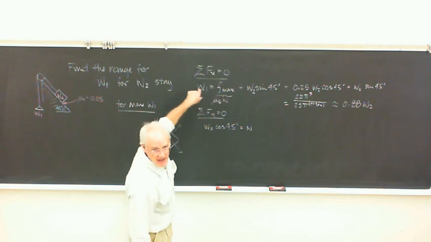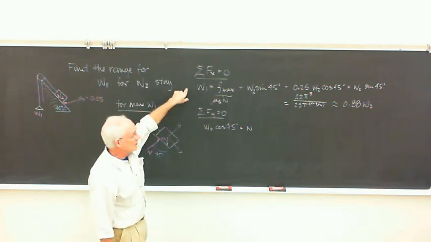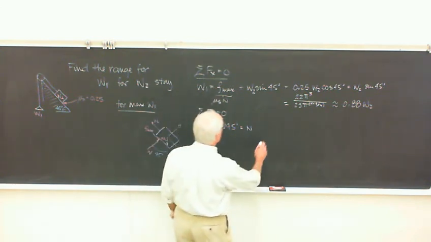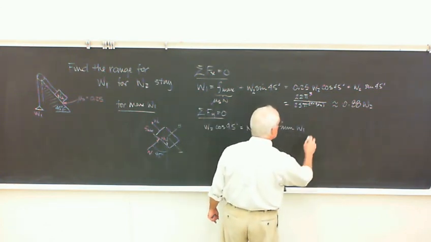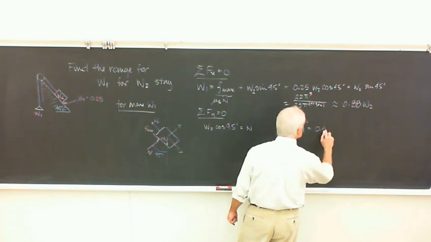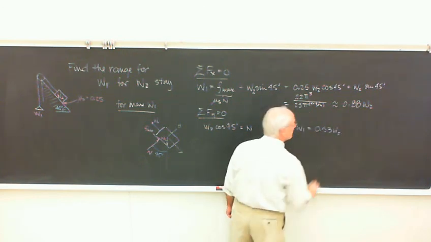Yeah. So if F max is on the other side, that's the only thing that changes, and for the minimum, the minimum W1 is 53%.